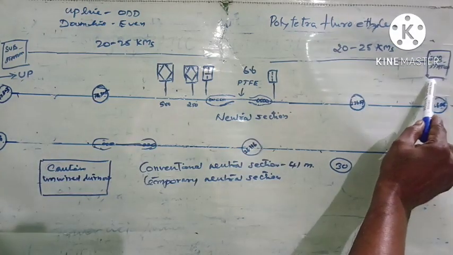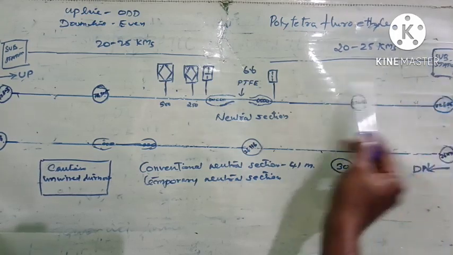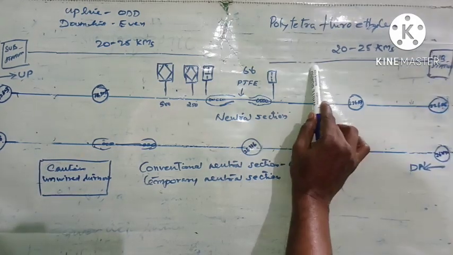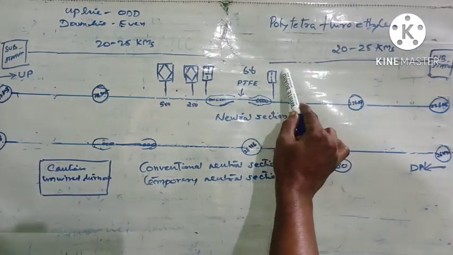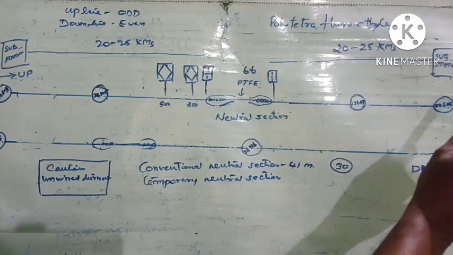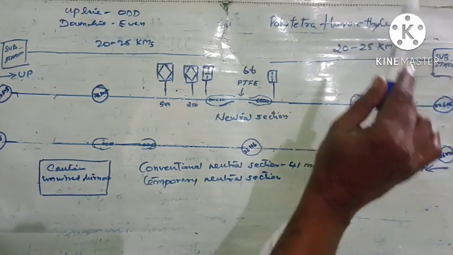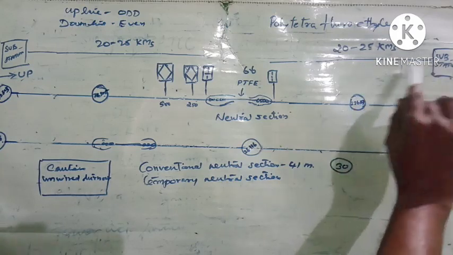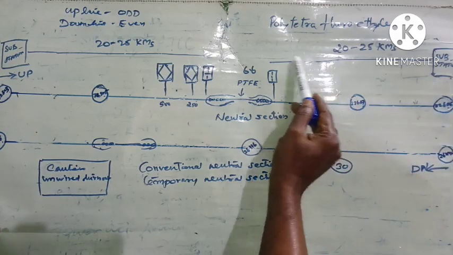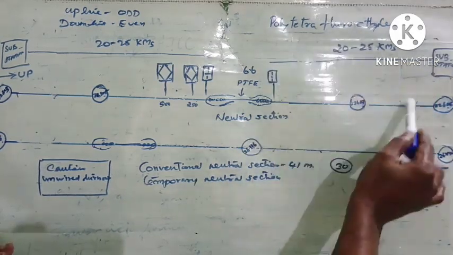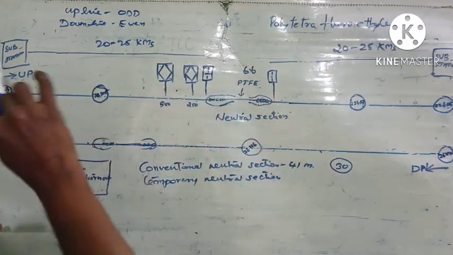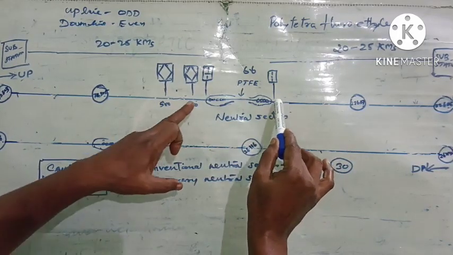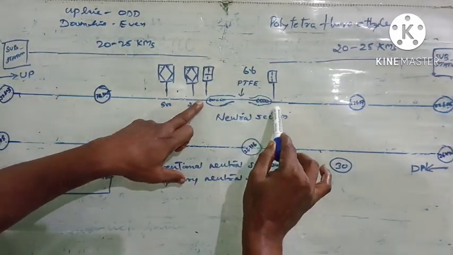Normally power from one substation will supply power to 40 to 50 kilometers. So towards this direction 20 to 25 kilometers, and in the same way, in the other direction it will be supplying 20 to 25 kilometers. So altogether 40 to 50 kilometers one substation will be supplying power. Now here this line comes up to here. In the same way the line from here also comes up to here. And here the two lines are joined by a neutral section.